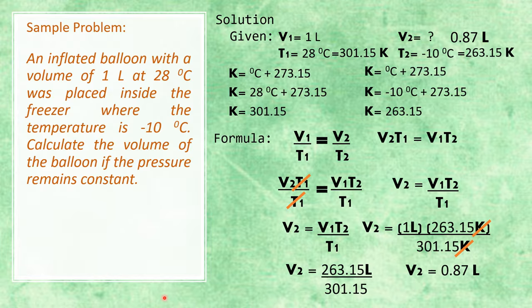Charles' law states that volume and temperature is directly proportional to each other. Dito sa ating problem, mataas ang initial temperature natin, which is 301.15 Kelvin, kaysa sa ating final temperature, which is 263.15 Kelvin. Definitely, ang i-expect nating answer sa final volume ay mas mababa kesa sa 1 liter. Dahil kapag mababa si temperature, mababa din si volume. At pag mataas si volume, mataas din si temperature. And that is the answer for our sample problem.